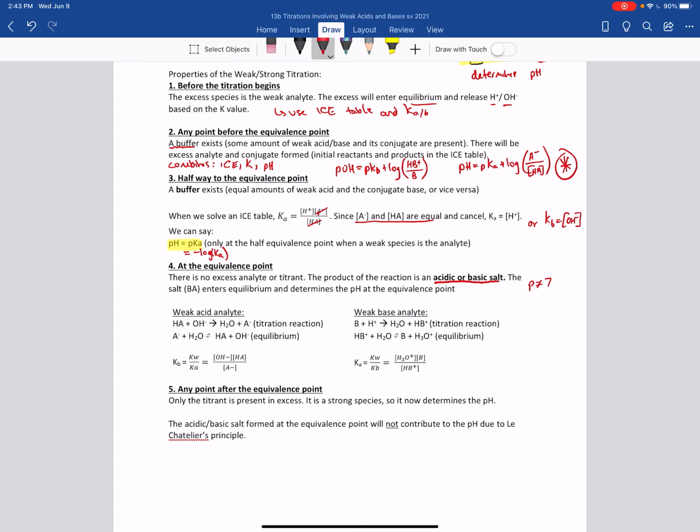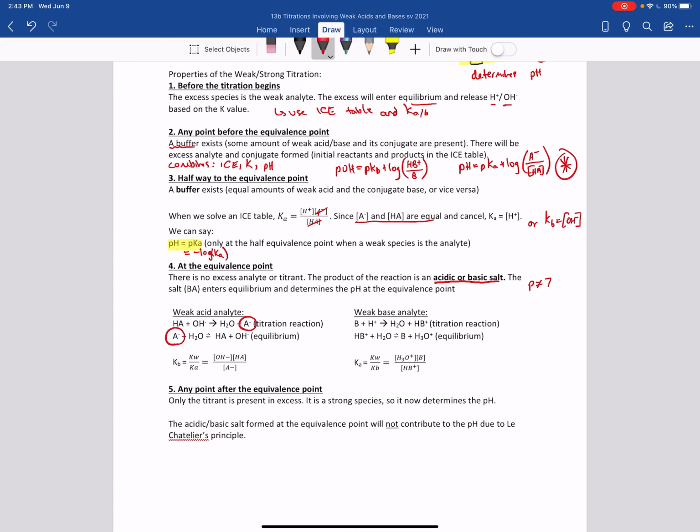It'll be above or below when there's a weak species present. So what happens? If the sample is a weak acid, when it reacts with the base, it will produce a conjugate base. So in this case, some hydroxide-carrying base reacts with the weak acid to produce water and an anion. That's the reaction. That anion, because it's the only thing present, will interact with water to generate an equilibrium.